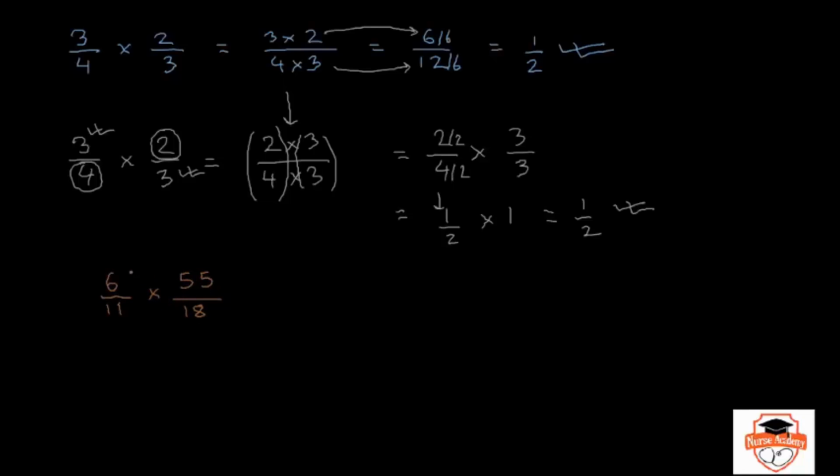Now, if you choose to first multiply and then simplify, this is what you get. You get 6 times 55 on the top and 11 times 18 on the bottom. It takes you a little while to figure out that 6 times 55 is going to give you 330. 11 times 18 is going to give you 198.